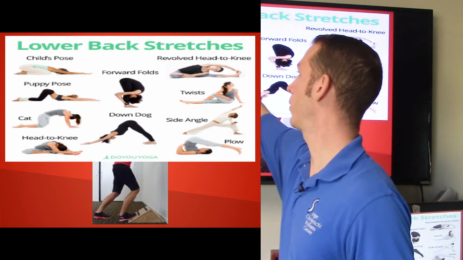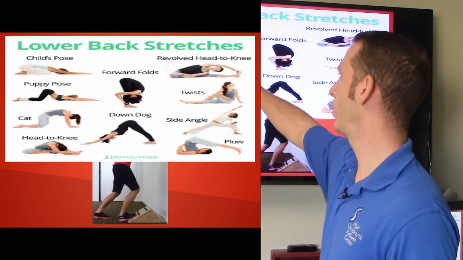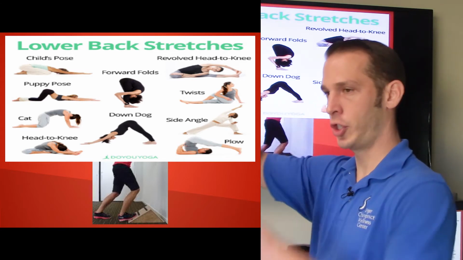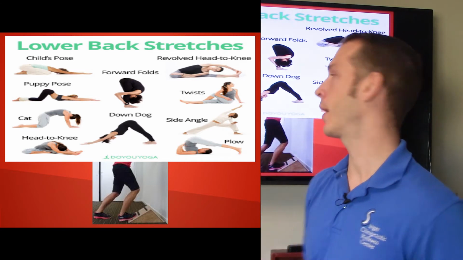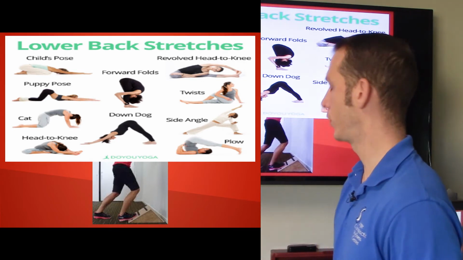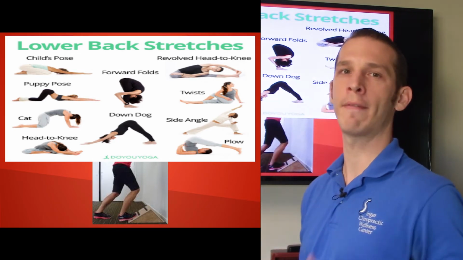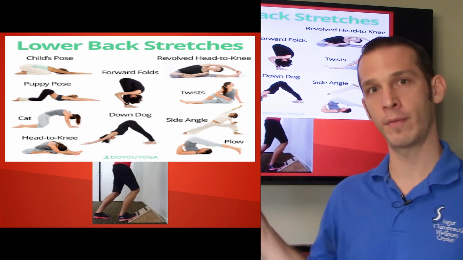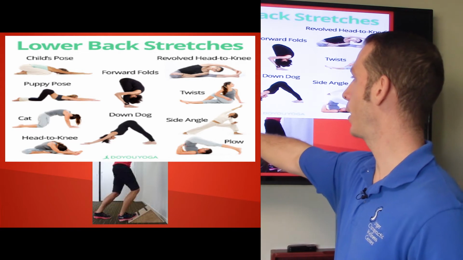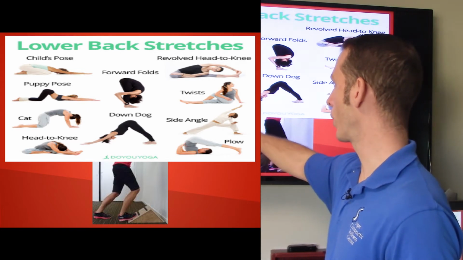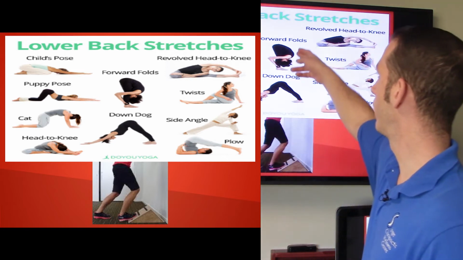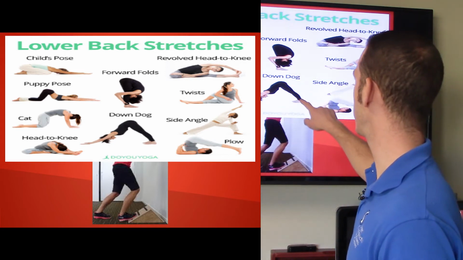You're stretching out the lower back here. Puppy pose, I don't do that one too often. Cat cow, fantastic for just general lower back and mid back, and just full spinal flexion and extension. So you're kind of going back and forth. Again, look out for the videos that I'll be putting out for all of these different exercises. Head to toe, you're bending forward, stretching out the hamstring, stretching out the lower back as well. Folding forward, downward dog.